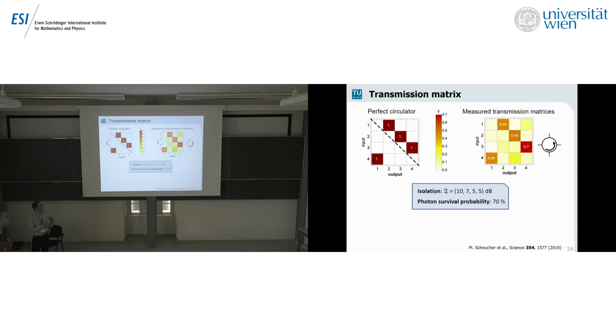And if we split the circulator into 4 independent isolators, we get isolations between 10 and 15 dB and an average survival probability of 70%. And this was somehow the first demonstration of a low-loss integrated circulator, which should also be compatible with quantum information processing.